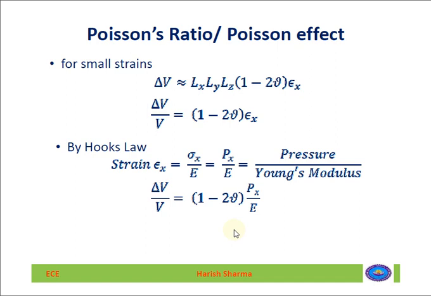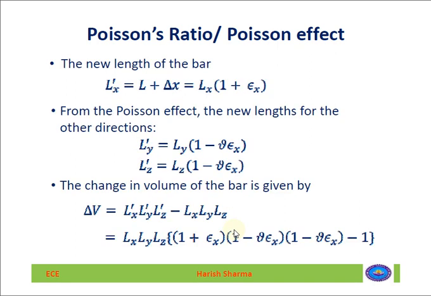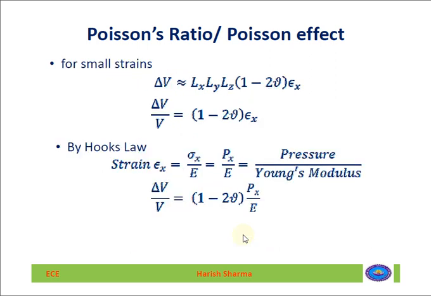For a small strain value, when we open this and multiply all of it, we will see some square terms also. If there is a very small change in the dimensions, we can ignore the higher power values of epsilon x. So we get del V approximately equal to Lx into Ly into Lz multiplied by (1 minus 2 mu) into epsilon x, because the higher-order terms we can neglect.